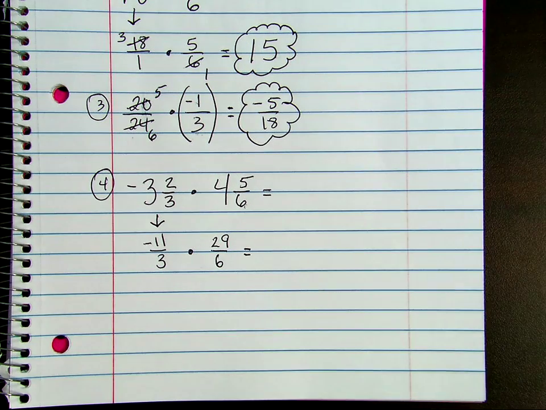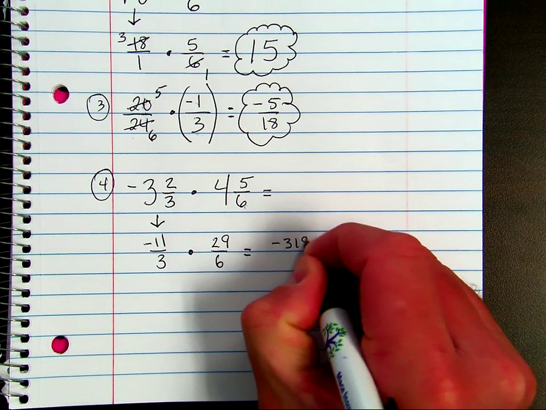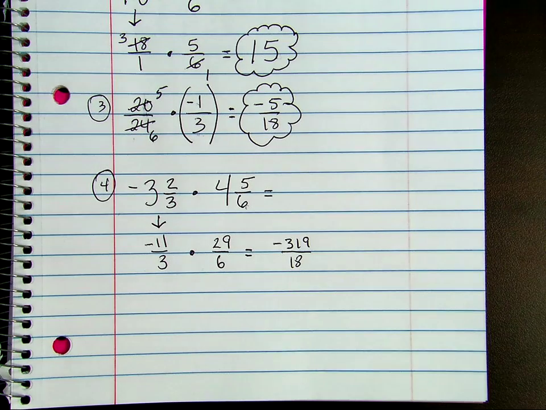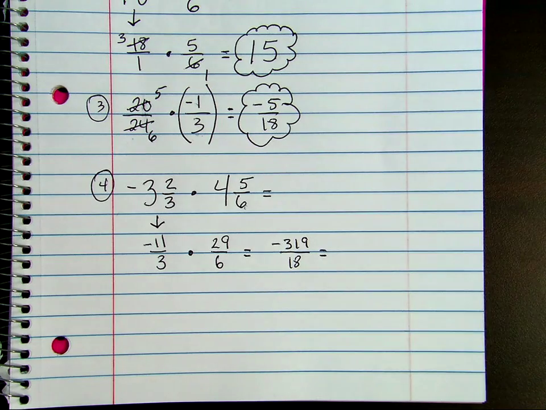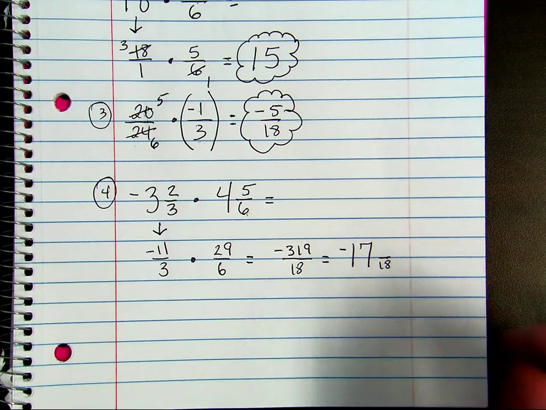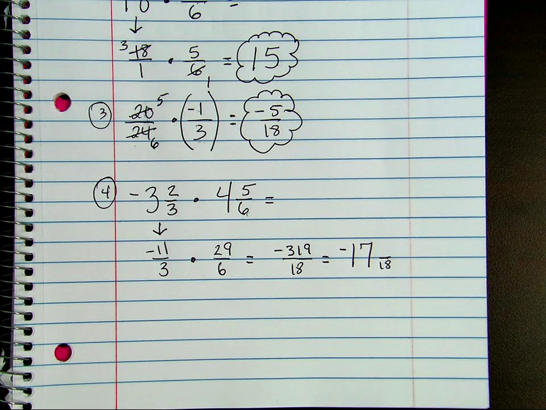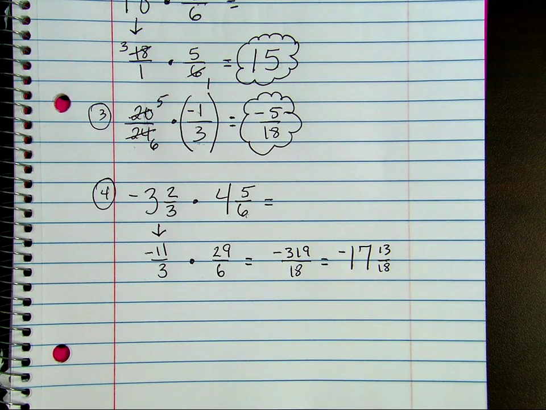So looking at this, is there anything we can reduce? And the answer is no. There's nothing we can reduce. So we get negative 319/18, which equals negative 17 and 13/18. After you use long division, that's what you would get.